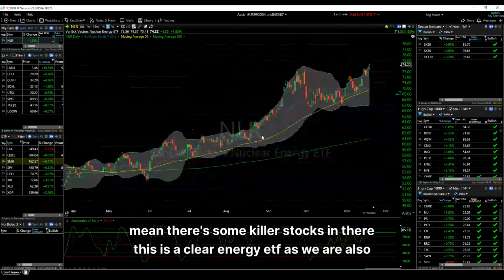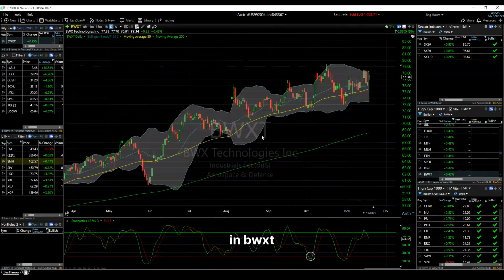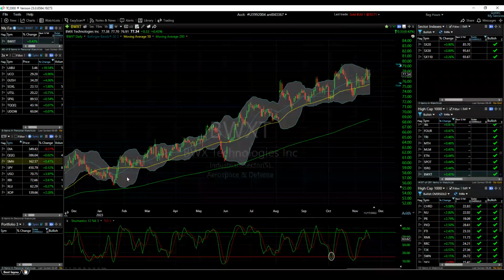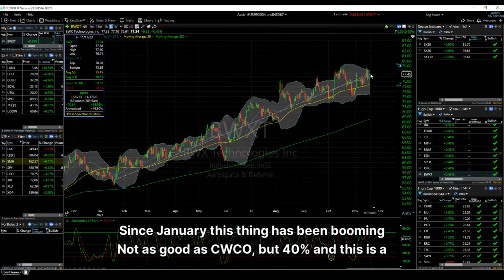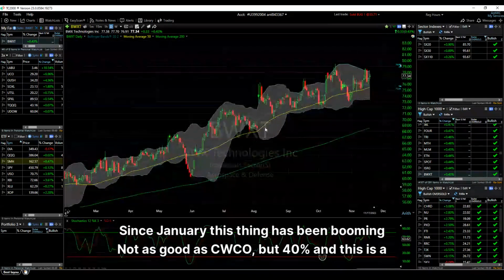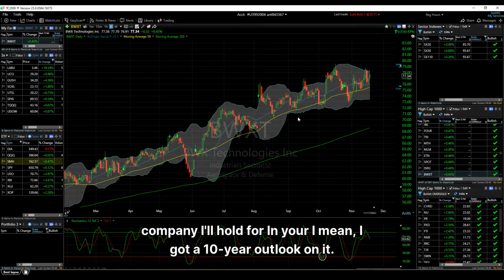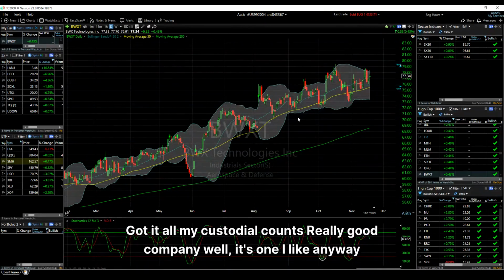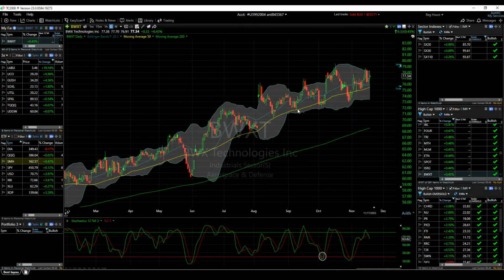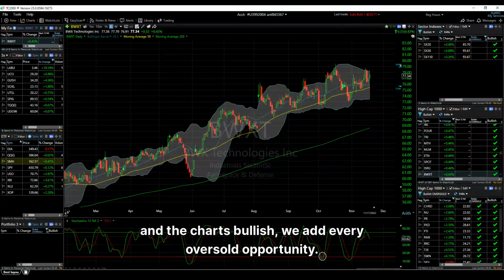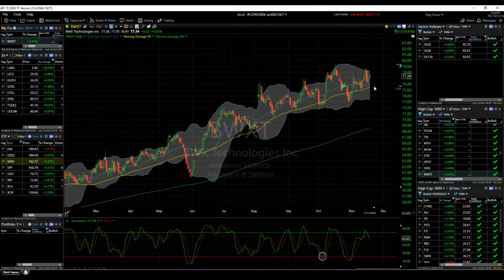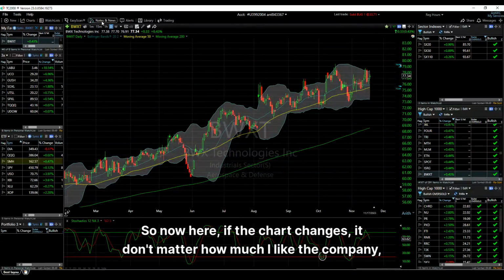This is a nuclear energy ETF, and we are also in BWXT since January. This thing has been booming. Not as good as CWCO, but 40%. And this is a company I'll hold for 10 years. I mean, I got a 10-year outlook on it. I got it in all my custodial accounts. Really good company. Well, it's one I like anyway. And the chart's bullish. We add every oversold opportunity. So now here, if the chart changes, it doesn't matter how much I like the company, I'm out.